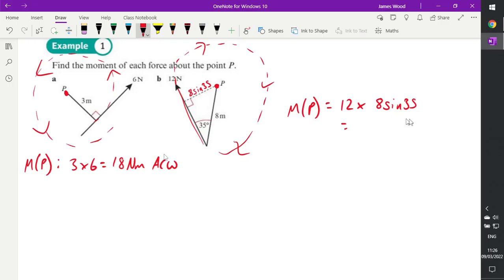And that is 55 Newton meters, and that is moving clockwise. Okay.